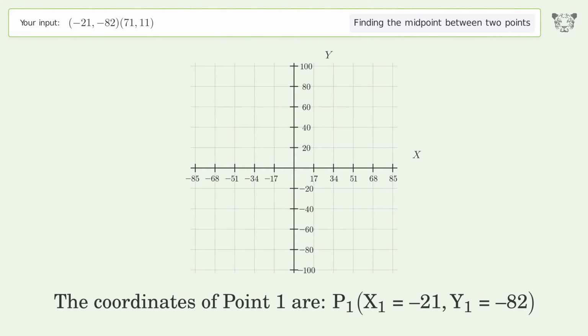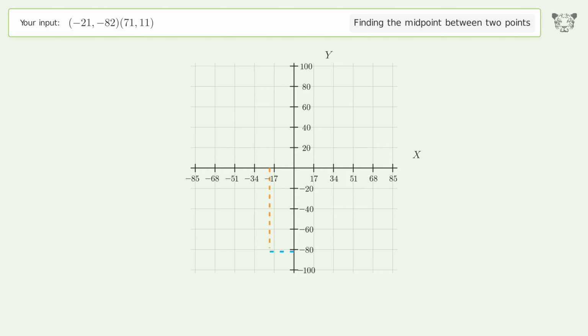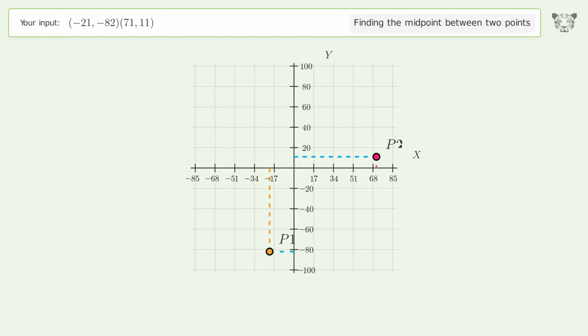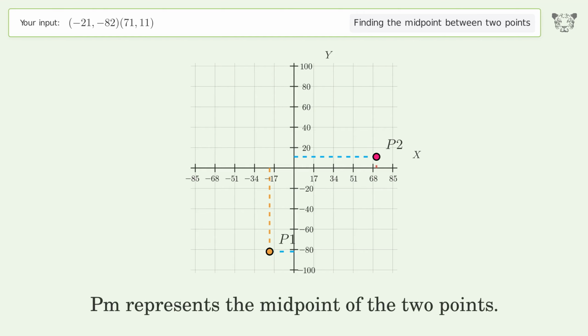The coordinates of point 1 are x1 equals -21, y1 equals -82. The coordinates of point 2 are x2 equals 71, y2 equals 11. PM represents the midpoint of the 2 points.